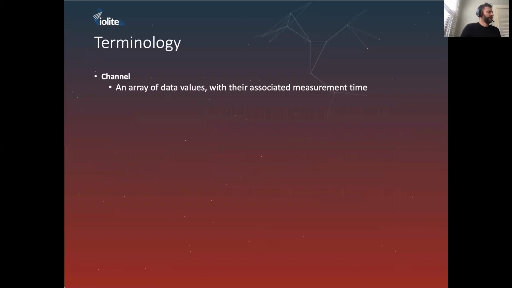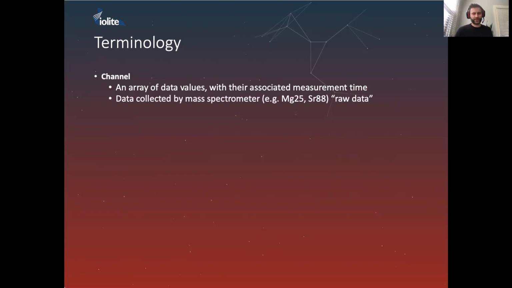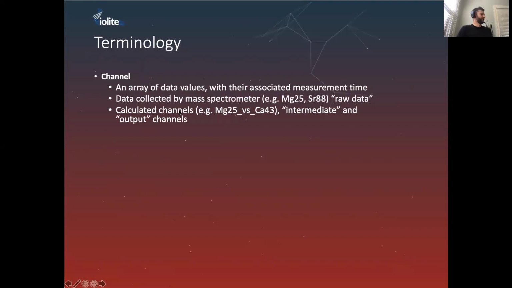So let's talk now about channels. So we have a lot of channels in iolite that we look at. And the most basic definition of a channel is that it's just an array of data values. So if you think of like a column in a spreadsheet, and that would be your results. So that would be a channel. So for example, when you import your data, you might have a magnesium 25 or a strontium 88 channel. We also calculate channels as iolite steps through the process.